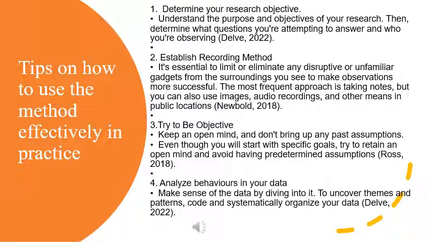And then third, try to be objective. Keep an open mind and don't bring up past assumptions. Even though you will start with a specific goal, try to retain an open mind and avoid having predetermined assumptions. However, some bias is inherent when researchers attempt to analyze sensory data. Confirmation bias, for example, occurs when observers' observations are skewed toward confirming what they anticipate to see.